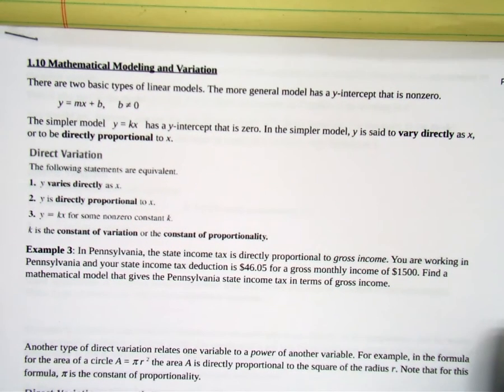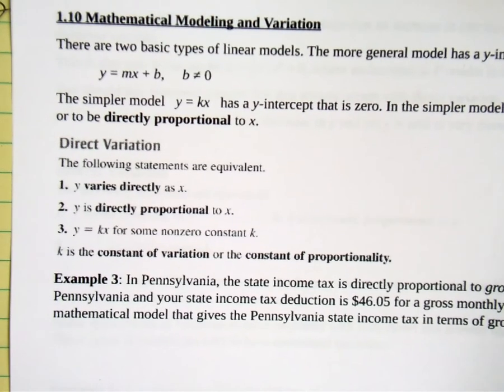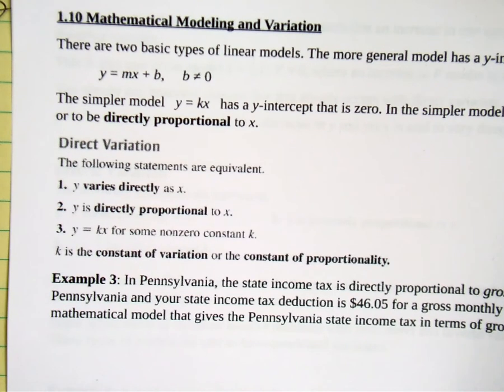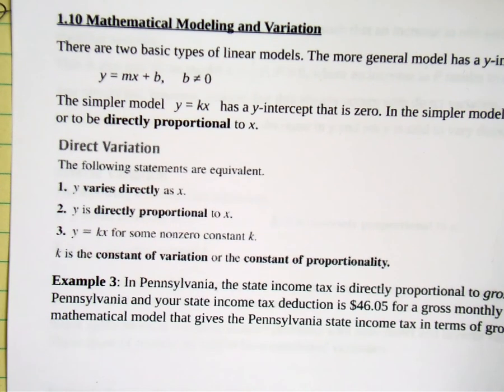Okay, so the following statements are basically the same. Y varies directly as x. Y is directly proportional to x. Y equals kx for some non-zero constant. Those three statements are all interchangeable. K is the constant of variation or the constant of proportionality.